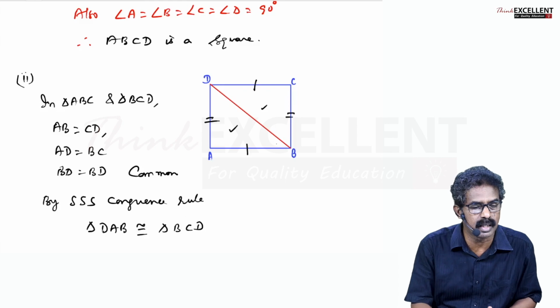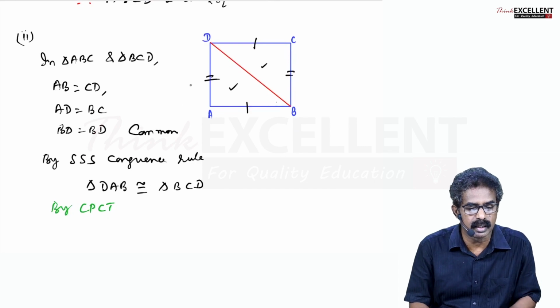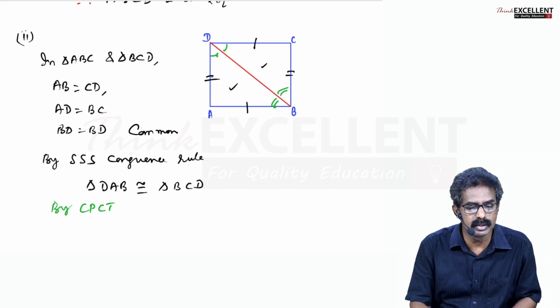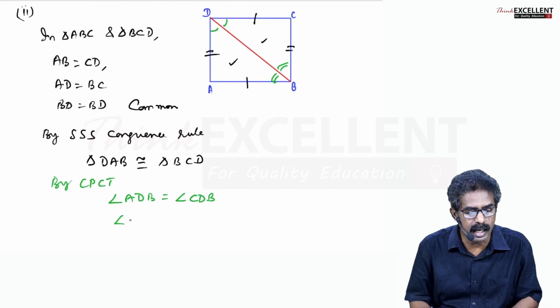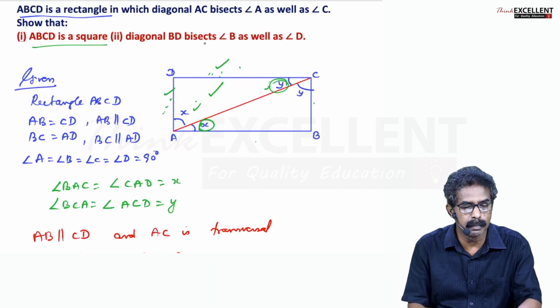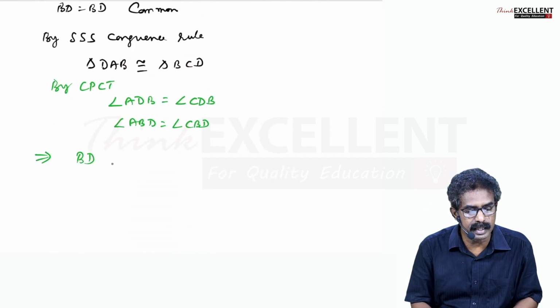Since the two triangles are congruent, by CPCT, corresponding parts of congruent triangles are equal. These two angles are equal, and these two angles are also equal. First, angle ADB equals angle CDB. And angle ABD equals angle CBD. So that means BD bisects angle B as well as angle D. Which implies the diagonal BD bisects angle B as well as angle D. Hence proved.